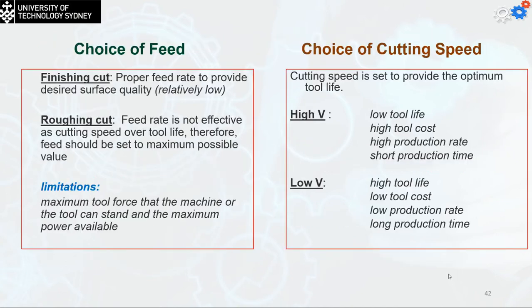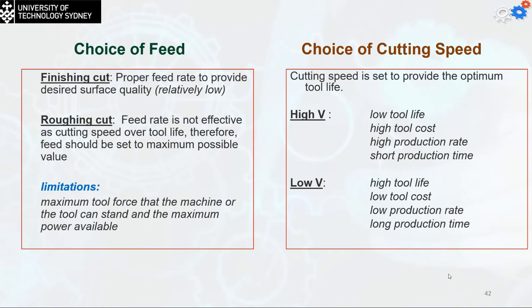So in general, in the choice of the feed, we either have the finishing cut or the roughing cut. In the finishing cut, we just need to get the best surface finish. So this usually is going to have a relatively lower feed rate. We don't want to remove the material at a higher rate, we just want to get a good surface finish.